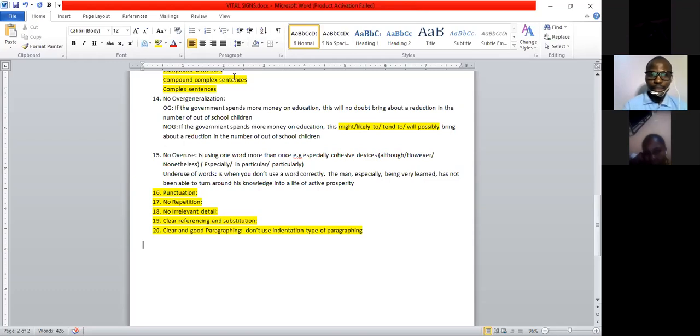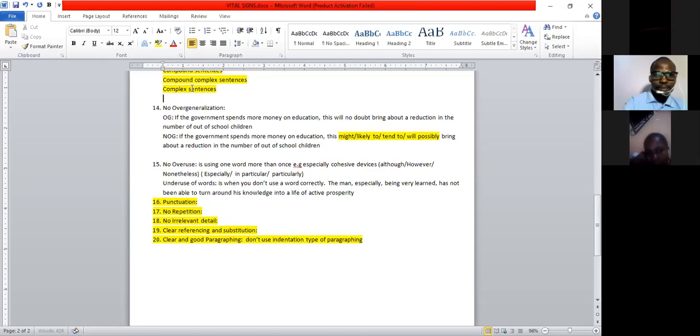Look at what I've done here. There is a line between complex structures and starting a paragraph on new generalization. There is a line between new generalization and starting a sentence with no overusage. That is how you do it. You leave a line in between. If you are using block paragraphing, just leave lines between paragraphs. It clearly states where one paragraph begins and ends. So it is very, very important for you to do your paragraphing like that.